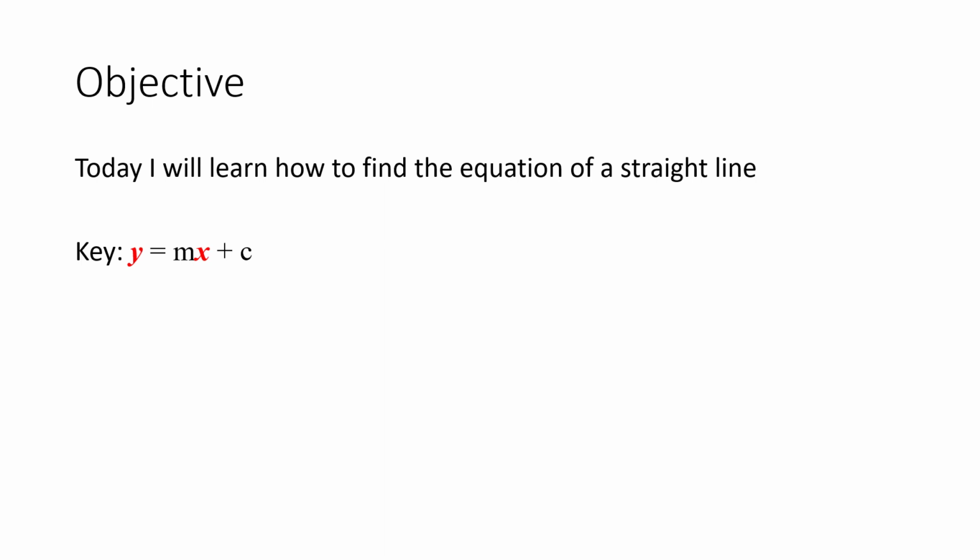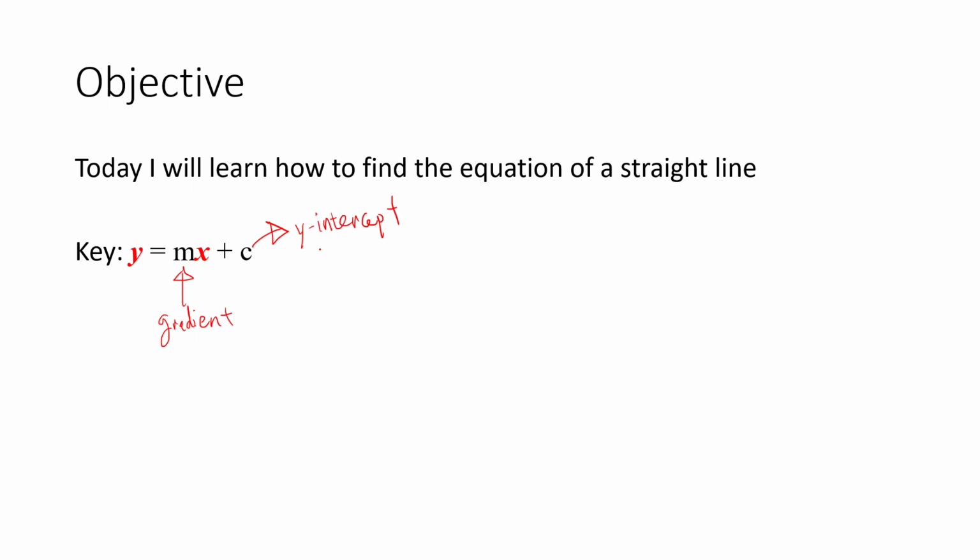Now, all the equations of a straight line will follow this format: y is equal to mx plus c. M here is the gradient, what we learned in the previous lesson. Then plus c, which you will learn later on, refers to the y-intercept. That means the value of y when the line cuts the y-axis.